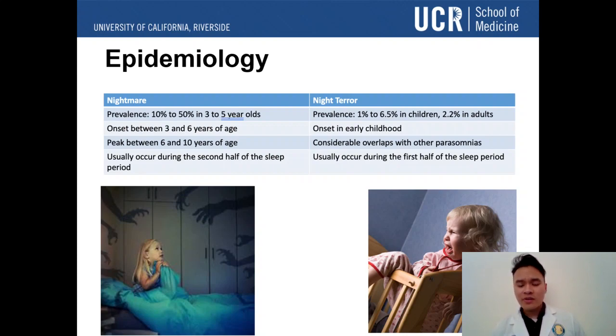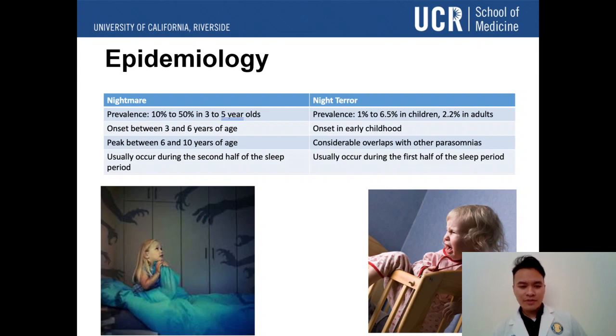Night terrors, on the other hand, are a little less common. 1 to 6.5% in children, 2.2% in adults, and it usually begins in early childhood. And there's actually some considerable overlaps with other parasomnias. Again, remember, we talked about sleepwalking, sleep talking. Those are other examples. And again, usually occurs in the beginning of the sleep period.